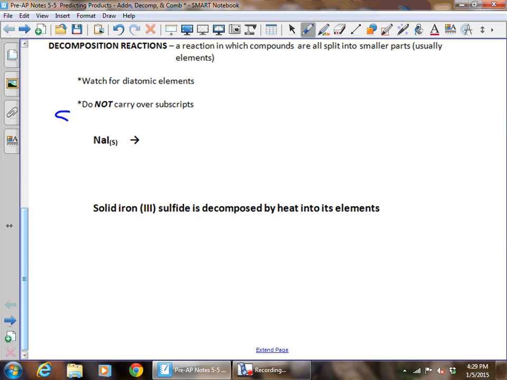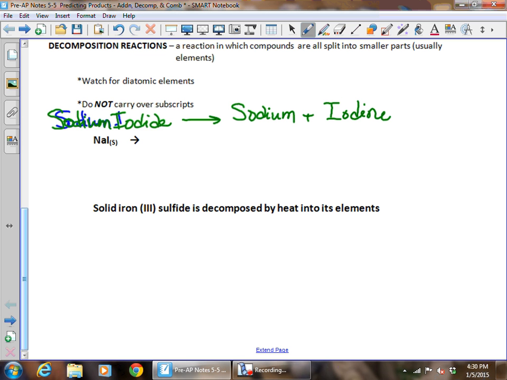So you may want to go ahead and write out, and I should have written that in green. I'm going to correct that really quickly. Sodium iodide. And since all we're starting out with is a compound, that's going to break up into its elements, sodium plus iodine. When it's the element, change it back to its original ending.